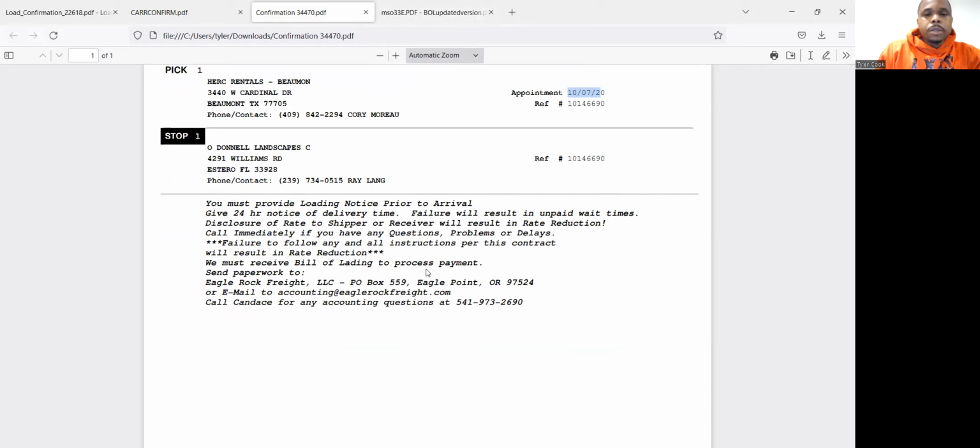A lot of this stuff, bro, they don't really be on that. They say that just to say it, they ask for detention pay and stuff like that. Disclosure of rate to shipper or receivers, telling them the rate, will result in rate adjustment, and they'll call and say, hey, we ain't paying y'all that money. Failure to follow instructions for the contract results in rate reduction. We must receive bill of lading to process your payment. I guarantee you they didn't send me one, but they gotta have one.